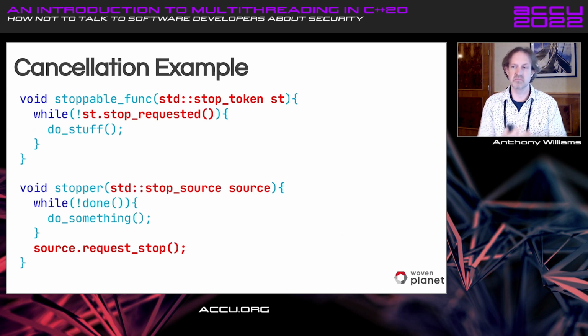So let's put that in some code. We have our stoppable function that takes a stop token, and it's going to do a while loop. And while we haven't had a stop requested, we're going to do some stuff. And we're going to keep doing stuff until someone tells us to stop.